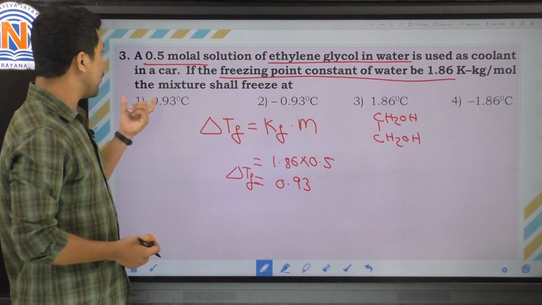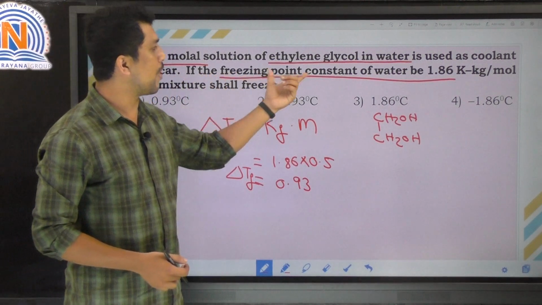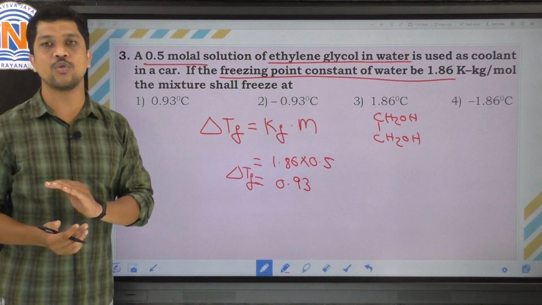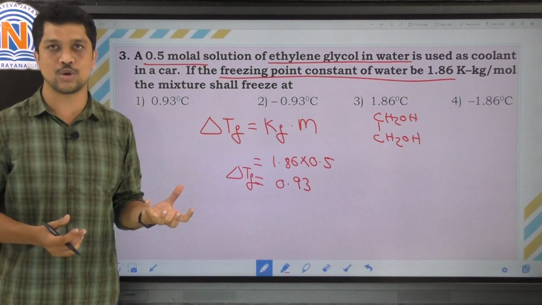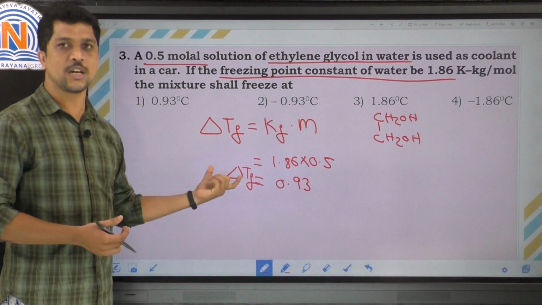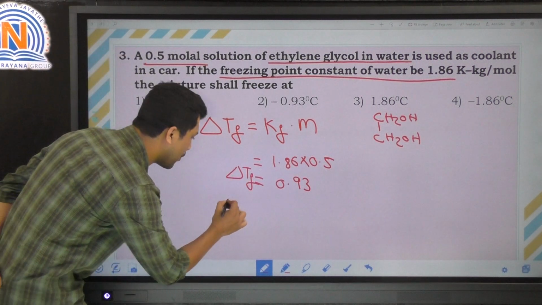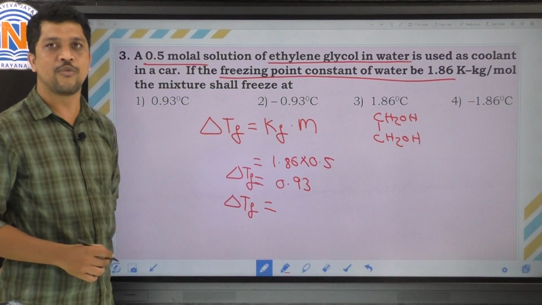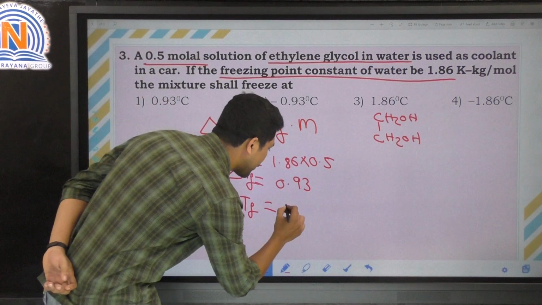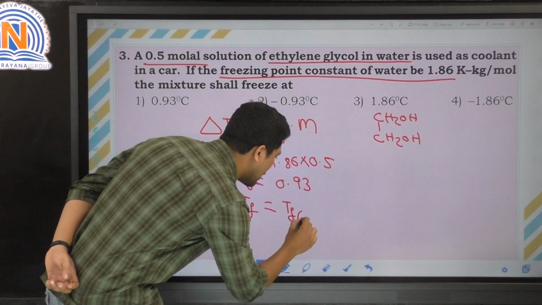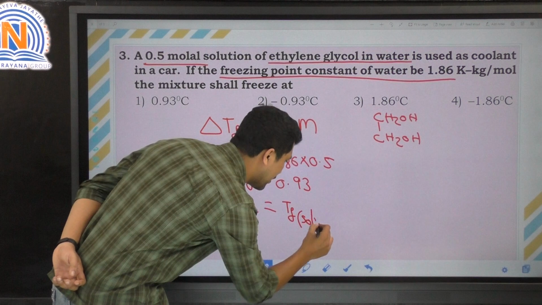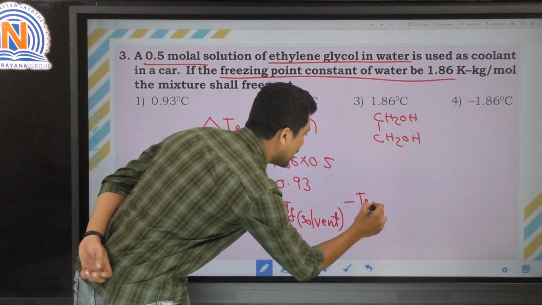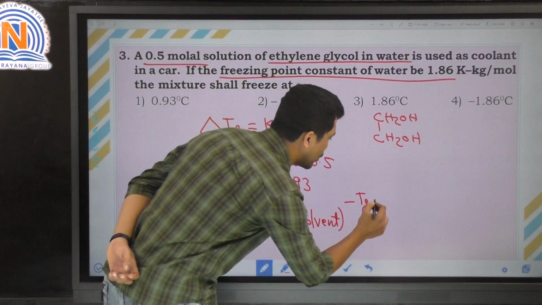Now we need to find the freezing point of the particular solution. This is the depression in freezing point. So we know that the depression in freezing point, delta TF, equal to the freezing point of the pure solvent, TF of solvent, minus the freezing point of the solution.